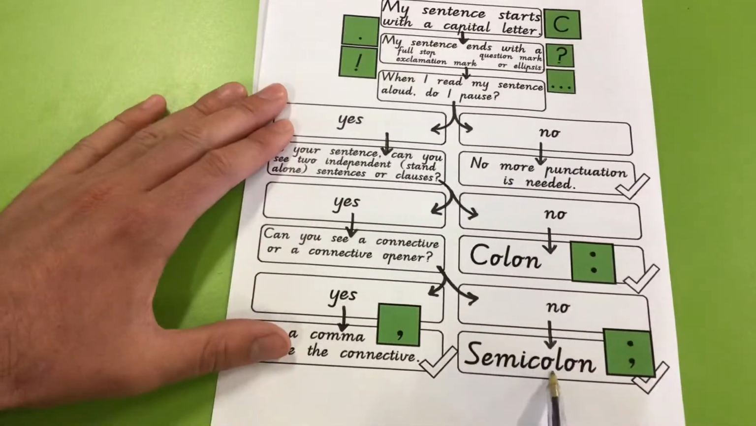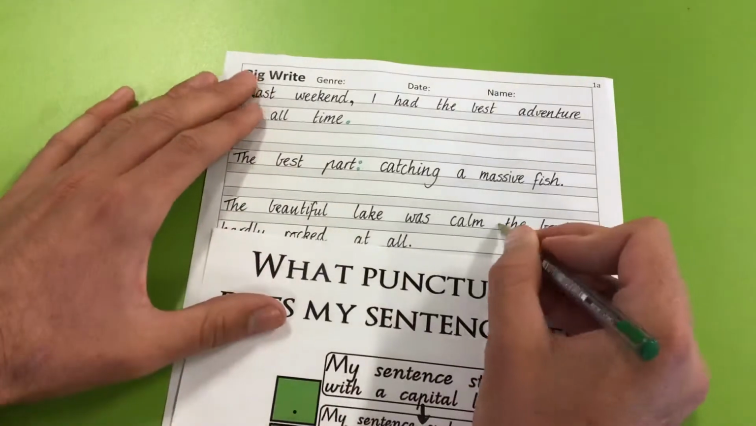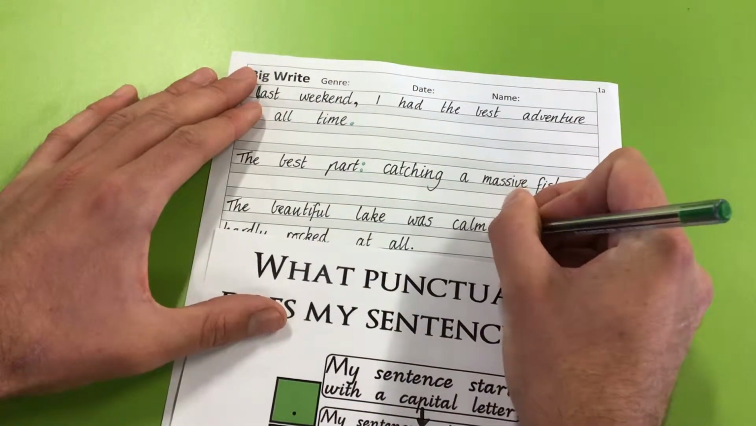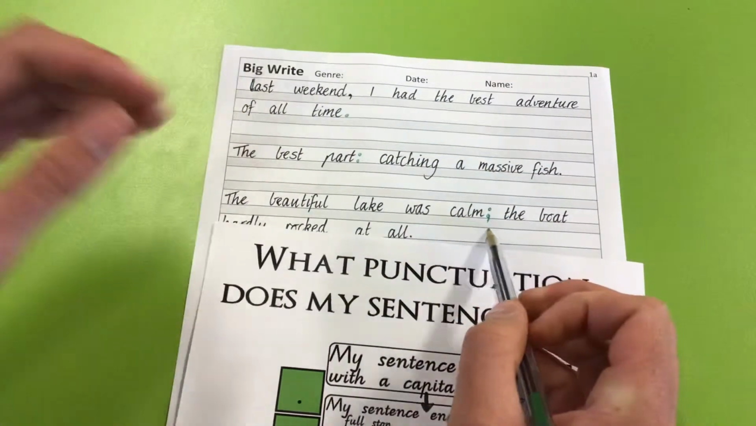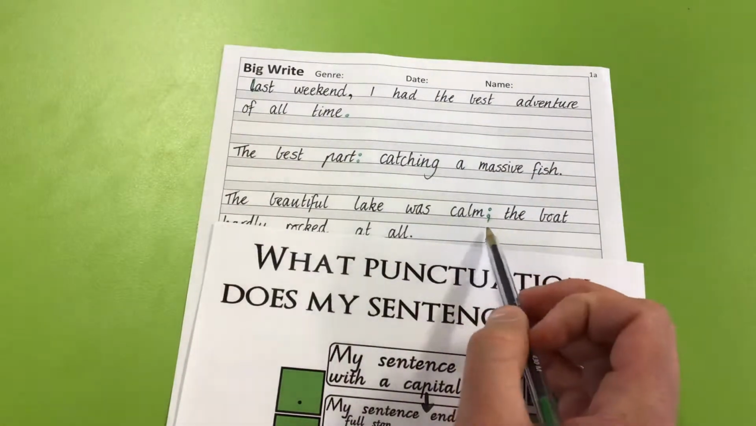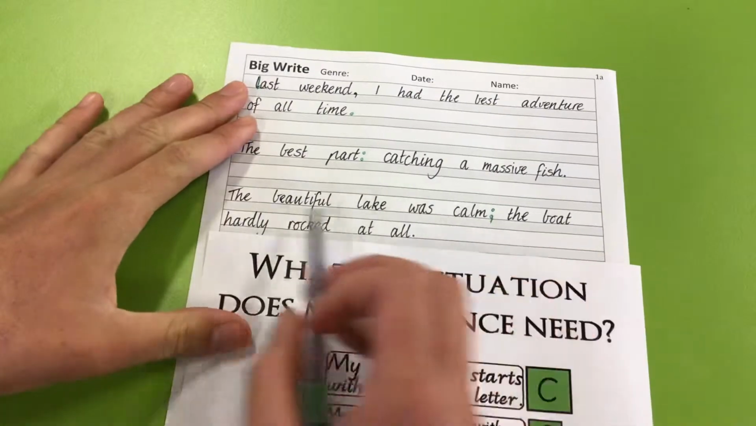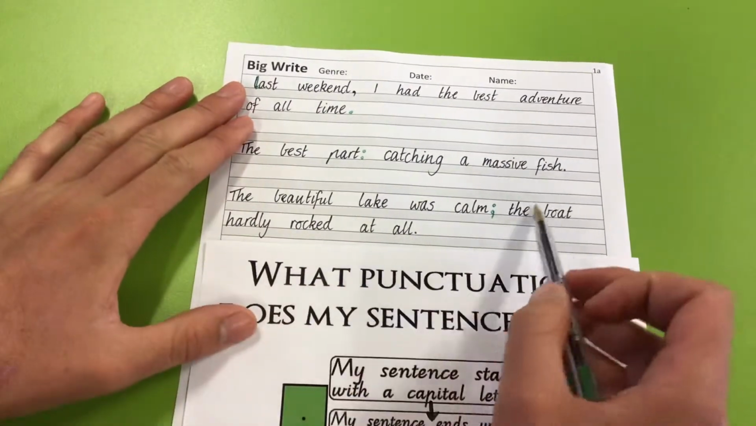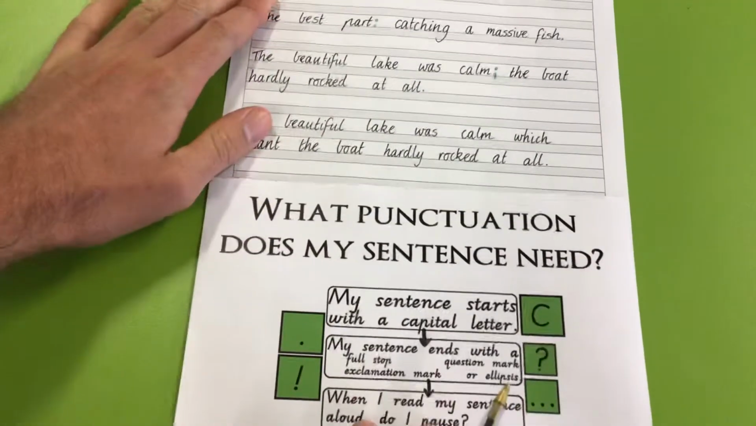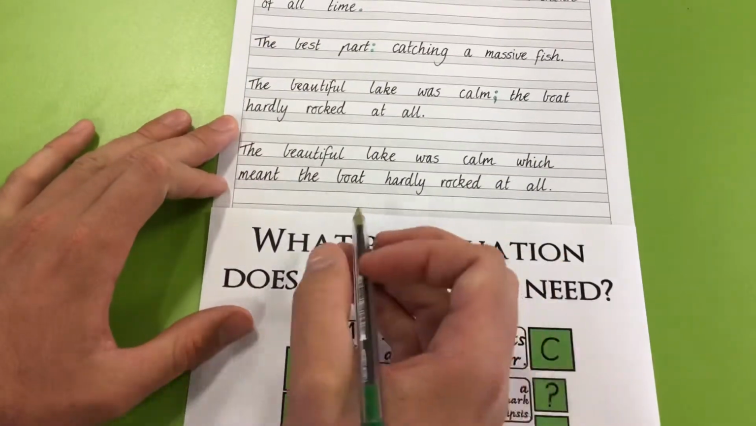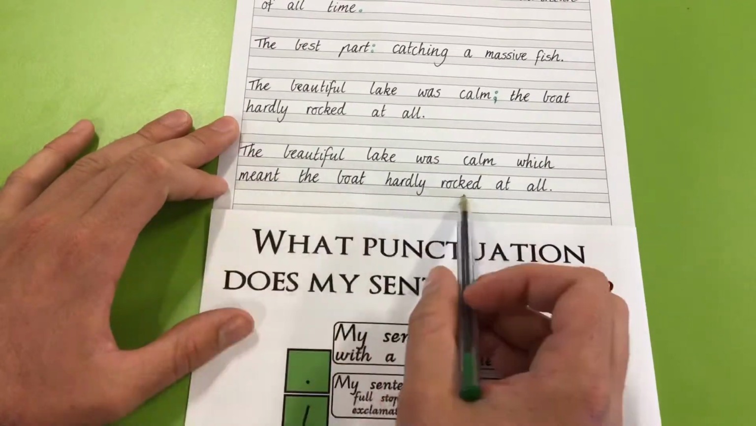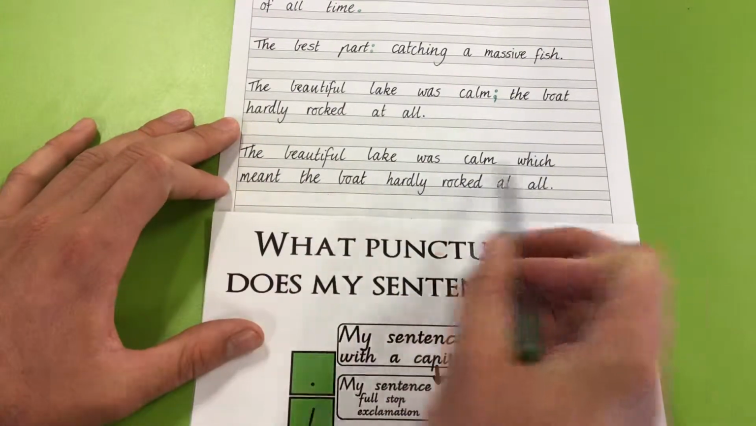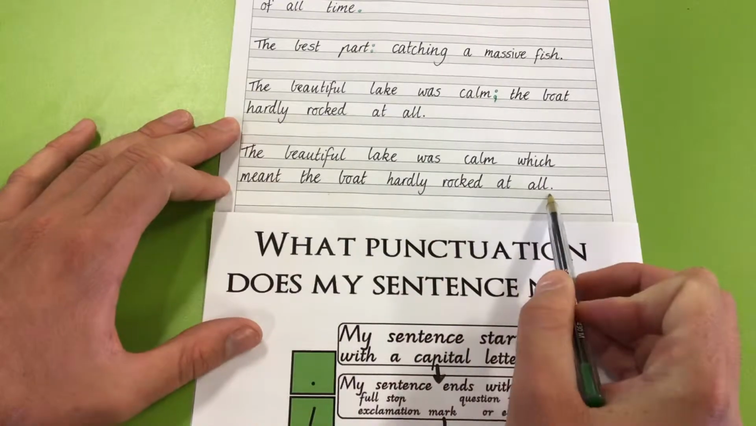No. So I actually need to put a semicolon there. I pause here, so I put the semicolon there. That semicolon, as a lot of semicolons do, just takes the place of a connective. Think about the connective which means in that sentence. The beautiful lake was calm, which means the boat hardly rocked at all. That semicolon often replaces which means. I've actually shown that in the next sentence. The beautiful lake was calm, which meant the boat hardly rocked at all.